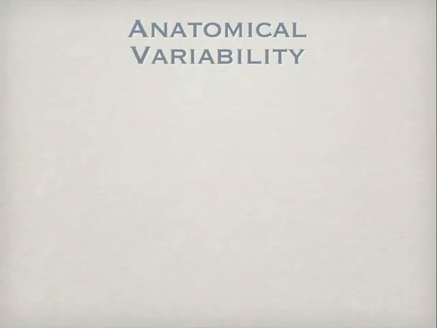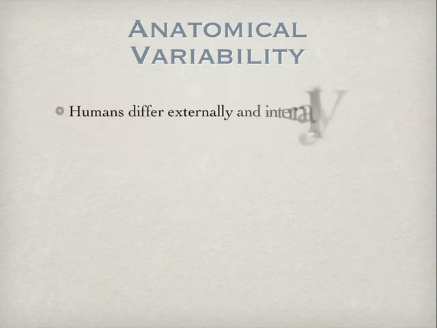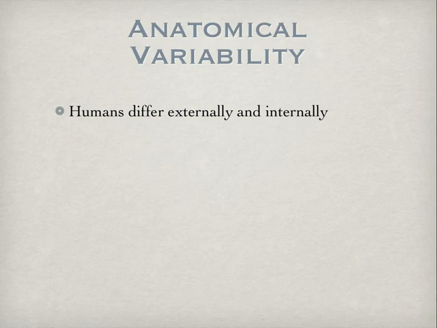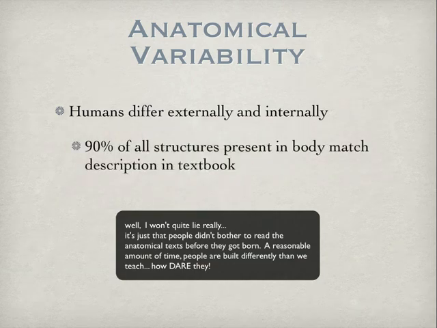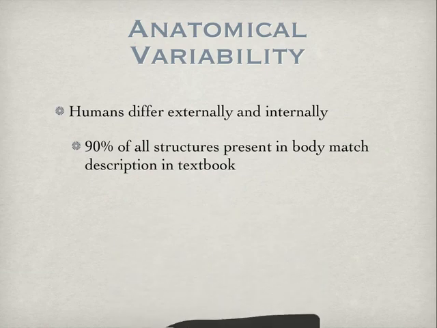Humans differ both inside and outside. And here's the place where I get to tell you that over the next few months, I'm going to lie to you about roughly 10% of the time, because humans do vary. About 90% of the structures we'll go over will match what you see in the textbook and what you'll see in people and potentially your future patients. 10% of the time, individuals will vary.